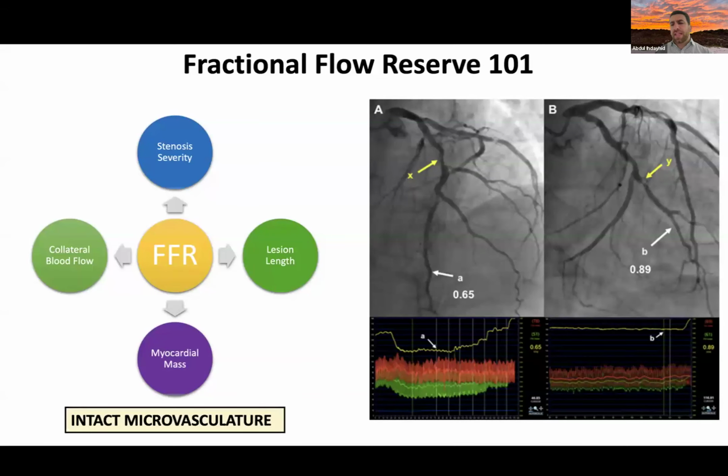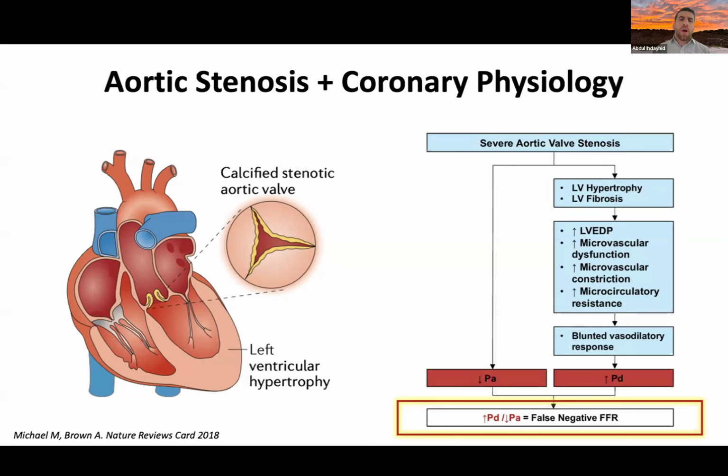And so this is important because in aortic stenosis, there are changes to the coronary physiology. By virtue of having a narrowed aortic valve, the heart has to work harder to pump blood around the body. And so one of the primary pathological mechanisms is that the left ventricle hypertrophies. And that hypertrophy of the left ventricle impacts the microvasculature, or the function of the small capillaries in the heart muscle, and can blunt the vasodilatory response that we need for FFR.